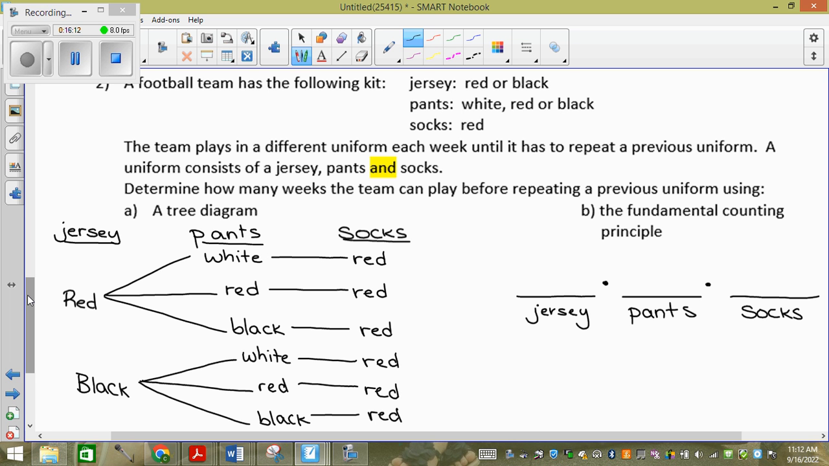The blank represents one of each. So if I need one jersey, one pair of pants, one type of socks to make the outfit, I do the blanks. If I need more than one of each, I can't do this, because I can't stack a blank on top of another blank, right? A blank represents one jersey, one pair of pants, one thing of socks.